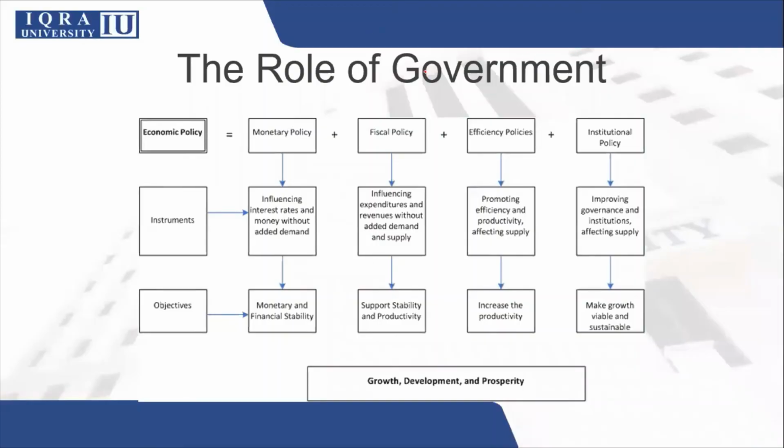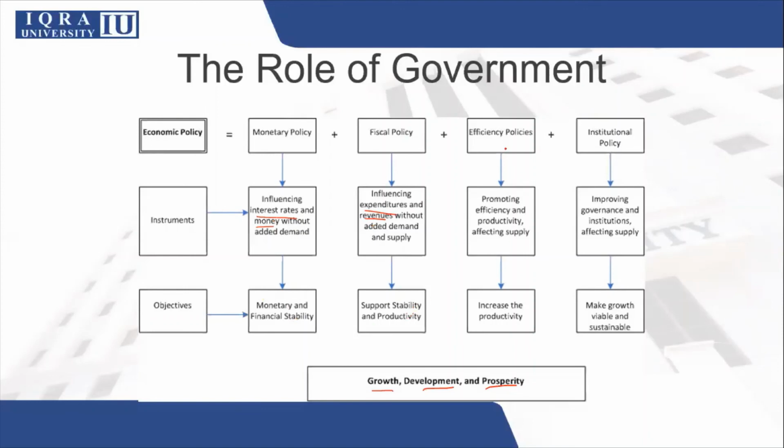Now, moving ahead, we're going to look at the different types of policies that we have. We're just going to take an overview over here. The main objective of the government is to ensure growth, development, and prosperity. For that, they will use different economic policies: monetary policy, fiscal policy, efficiency policies, and institutional policy. Monetary policy is related to interest rates and the money supply, which are used for monetary and financial stability. Fiscal policy is related to expenditures and revenue, and it is to support stability and productivity.